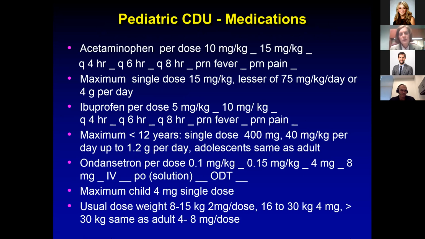And I give here the usual dose, which we all know, 10 to 15 milligrams. We usually go with 15. I put in the maximums that you give up to 4 grams a day or less, or 75. Motrin, we all know about that as well. But the thing here, put in the maximums. When you have a maximum single dose in kids, usually 400 milligrams or 40 mg per kg per day, up to 1.2 grams. And Zofran, again, our usual dose is 0.15 mg per kg.